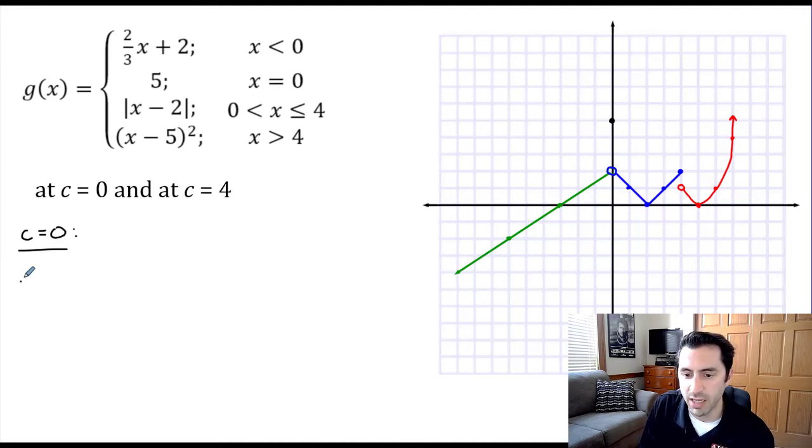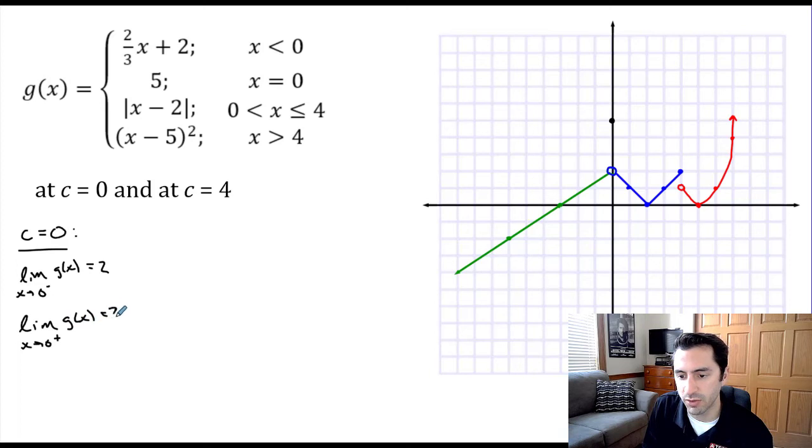If I examine these limits, so the limit as x approaches 0 from the left of our function, I can see that this is equal to 2. The limit as x approaches 0 from the right of our function, this is also equal to 2, but our function value g of 0, this is equal to 5. So our limit is equal to 2, but our function value is equal to 5. So because those are different, that means we have a removable discontinuity.